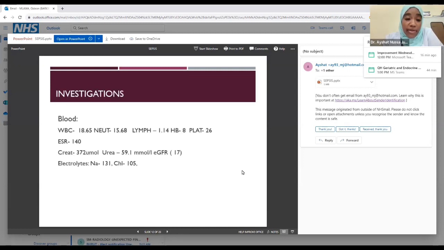Among the blood investigations that were taken, the results showed white blood cells of 18.65, neutrophils of 15, lymphocytes of 1.1, hemoglobin of 8, platelets of 26, ESR of 140. His creatinine was 372 and urea 59. Electrolytes: sodium of 131 and chloride of 105. Potassium results were not out yet. Next.